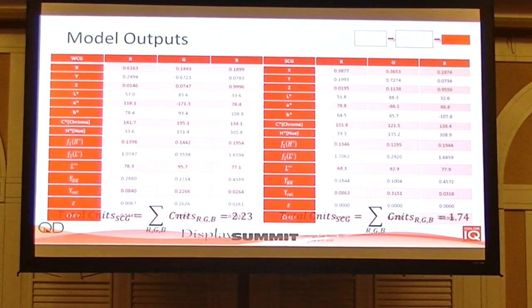This sort of ran on, looks like the last sentence. The numbers sort of ran into each other, but this is just a sample calculation which you have in the slides. It should look better in the slides that you have. But in this example on the left, we have a white color gamut display, which has a CNITS value, if I sum up the RGB components, of 2.23. And the standard color gamut on the right would be, in this calculation, 1.74.